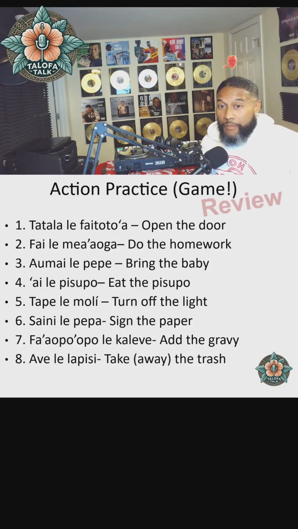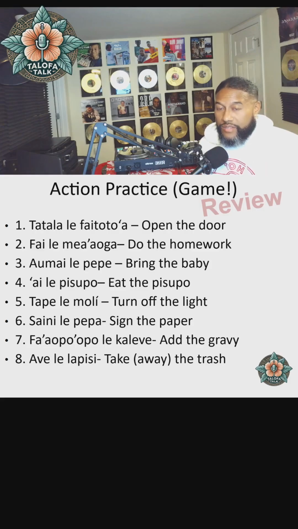'Aumai' is bring, and then the baby is le pepe. 'Aumai le pepe.' 'Aai' is to eat, and then le pisupo. Eat the pisupo. 'Ta'e le moli.' Okay. After this, we're going to go real fast through it so that we can repeat it. It's best that you actually say it together, so you say it, you hear it, and then if you're able to converse with somebody, that's a great thing.